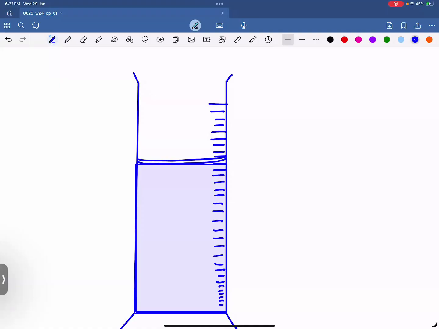Okay, so line of sight error they want. So with the liquid, here is the liquid inside the cylinder. And with the bottom meniscus or next to the bottom meniscus, you will do what? Perpendicular, your eye. If you want to make eye symbol like that.